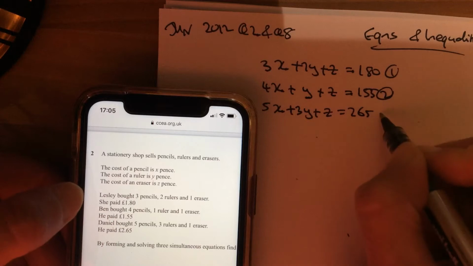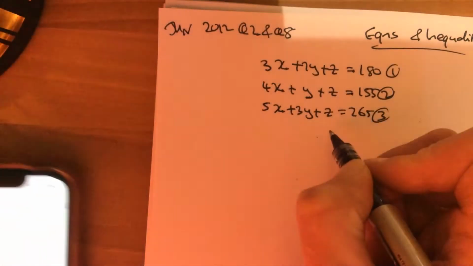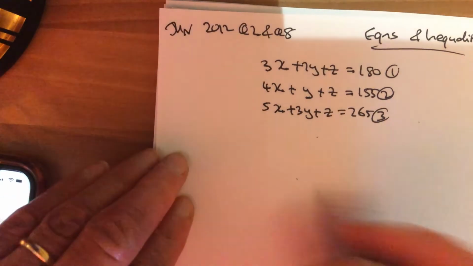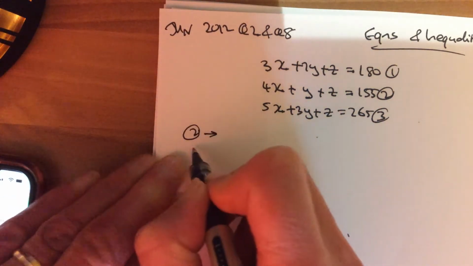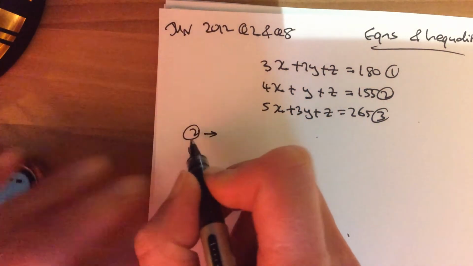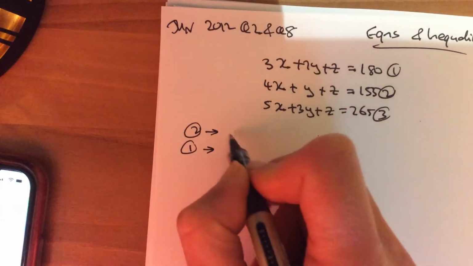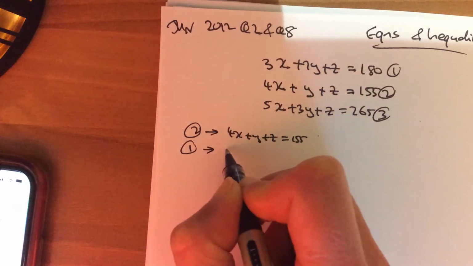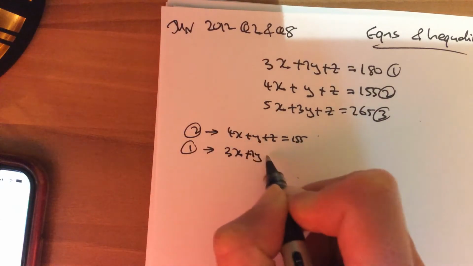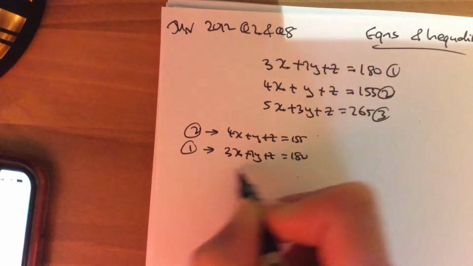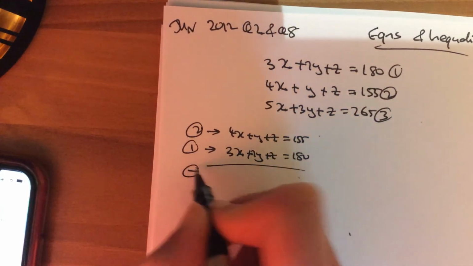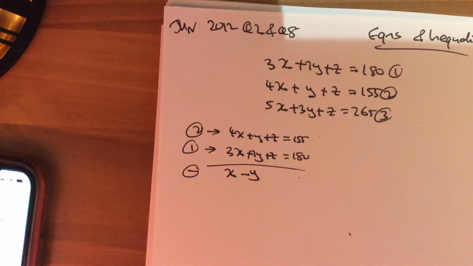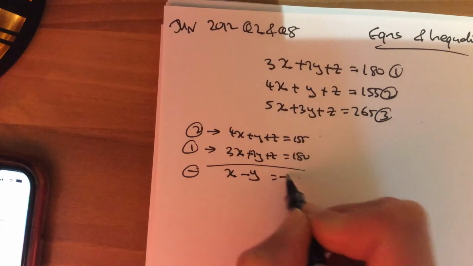Now, the good thing about these equations is these z's are all the same, so you don't have to worry about making them the same. So just pick 2 pairs of equations. It doesn't matter which 2 you choose. I will choose equation 2 and equation 1. Equation 2, writing it out, and equation 1. It doesn't matter which way round you write these, as long as you're eliminating them by subtracting, get rid of the z's. So x minus y, you subtract those two, equals minus 25.